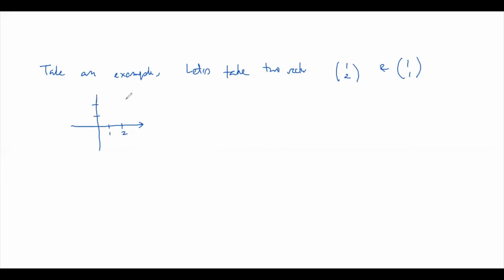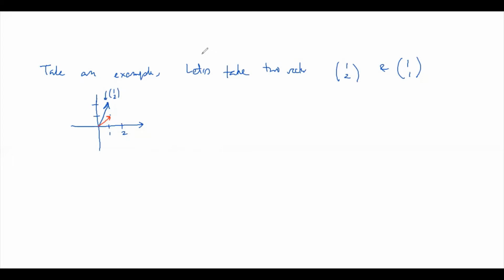So the vector 1, 2 is the point here. This is the vector 1, 2. What about the vector 1, 1? 1, 1 is right here. So let's draw with another color. So 1, 1 is the vector here. So I've got two vectors here.